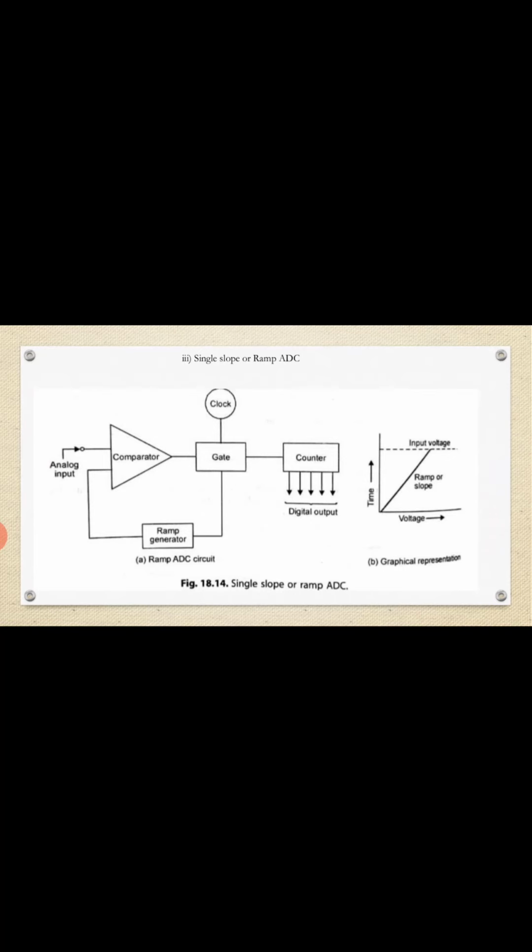A ramp analog to digital converter involves an analog voltage which is increased at a constant rate, and hence it is called a ramp voltage. Why is it called a ramp? Because it increases at a constant rate, and it is applied to a comparator where it is compared with the analog input voltage. The time consumed by the ramp voltage to increase to the value of the sampled voltage will depend on the size of the sampled analog voltage.